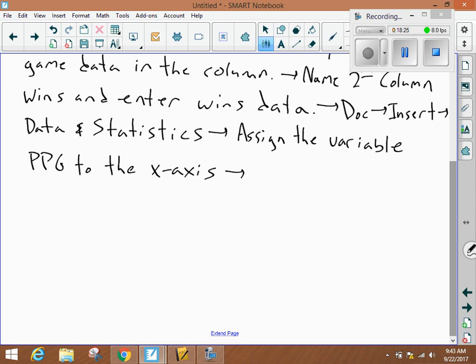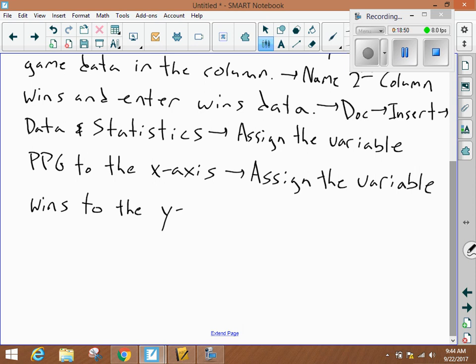Then we're going to assign the variable wins to the y-axis. Are you guys seeing this in your head right now? It's pretty awesome if you are. No? When you do that, all your data is going to form a nice little scatter plot.